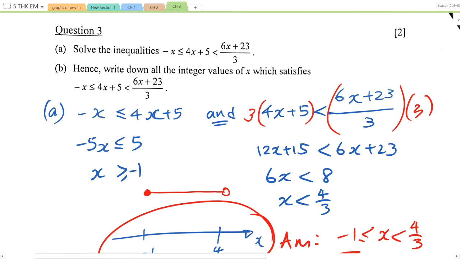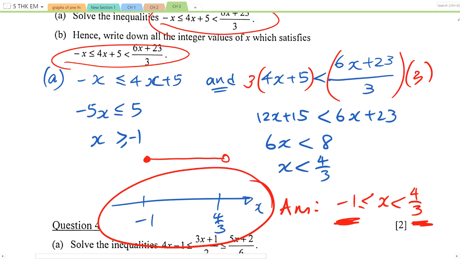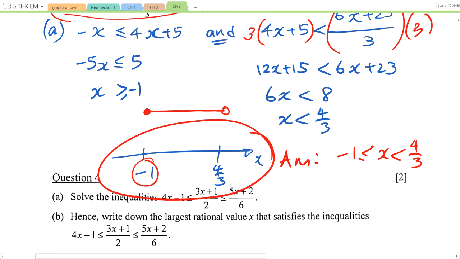Hence, write down all the integer values that satisfies this and this, they are the same. I want the integer values in this range. What are the integers? I've got negative 1. Yeah, I can include negative 1. So part B, answer for B will be negative 1, 0 and 1. 0 is an integer.